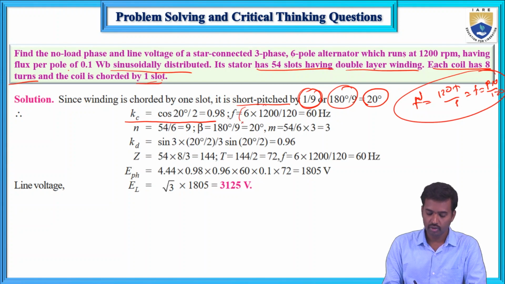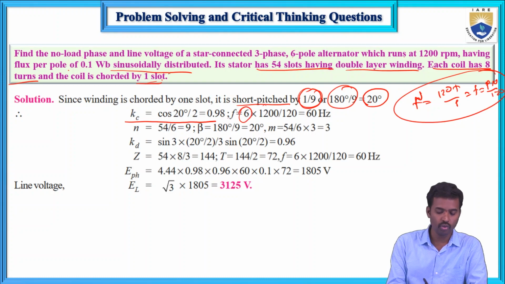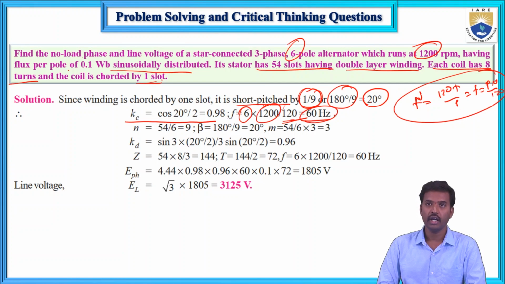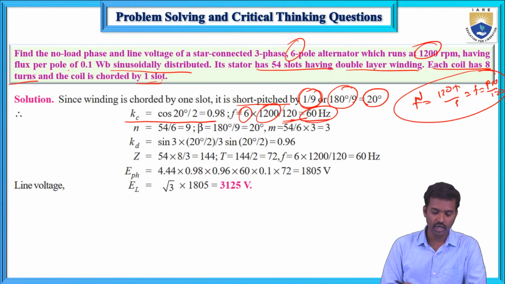So here 6 is the number of poles, and speed is 1200. So this one is 1200 by 120, so the frequency is 60 Hz. And what about the number of slots per pole?